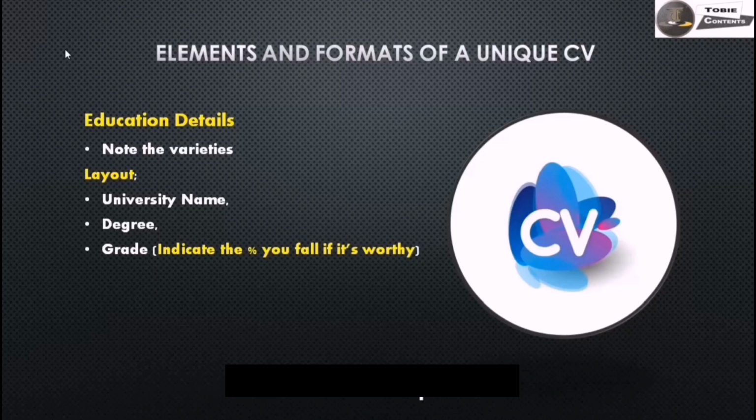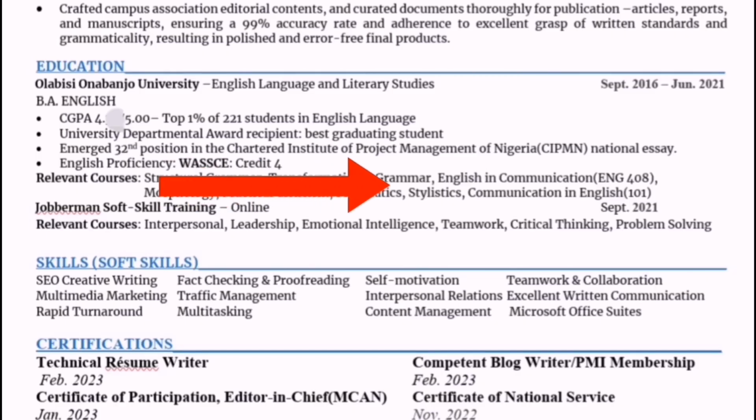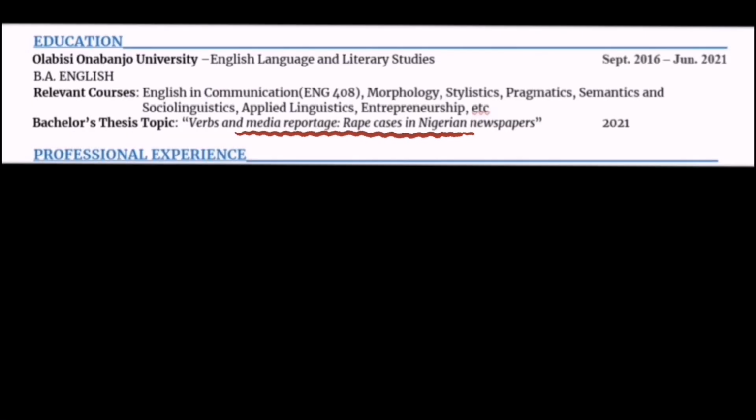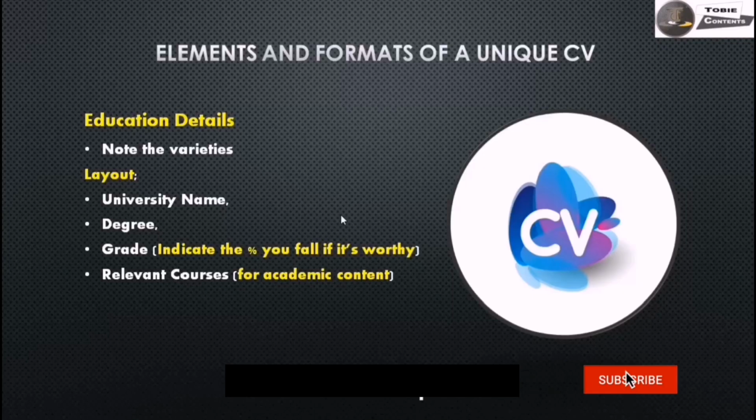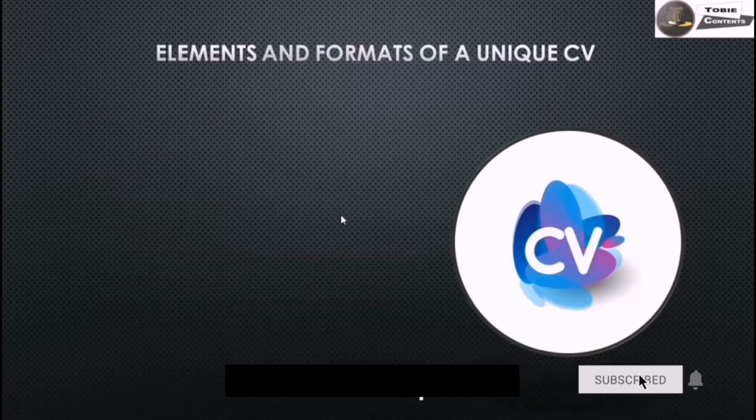Now, the next one is the relevant courses for academics. What are the relevant courses that you've taken over time? You want to talk about those that are so relevant to you during undergraduate. So the next thing is, don't forget to include your final year thesis for academic content. So, we move to the next one.